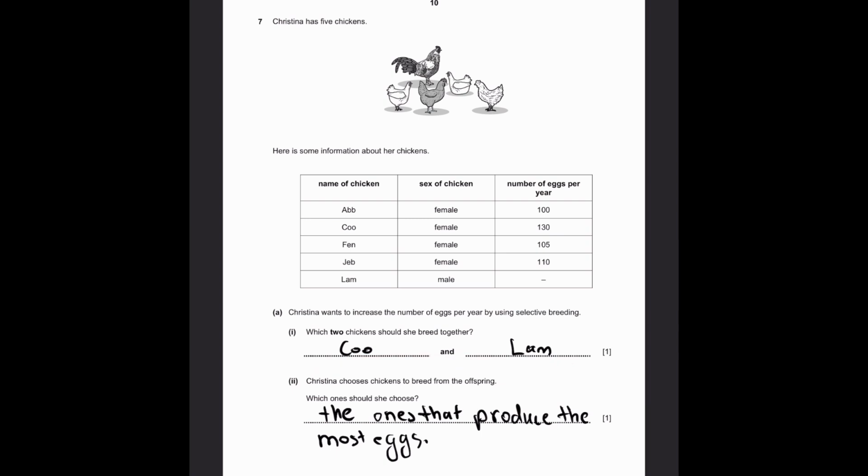2. Christina chooses chickens to breed from the offspring. Which one should he choose? Of course, she needs to choose the ones that produce the most eggs, because we don't know the names or any statistics of the offspring chickens, right? So we can only write the ones that produce the most eggs. That's the answer. Part B.